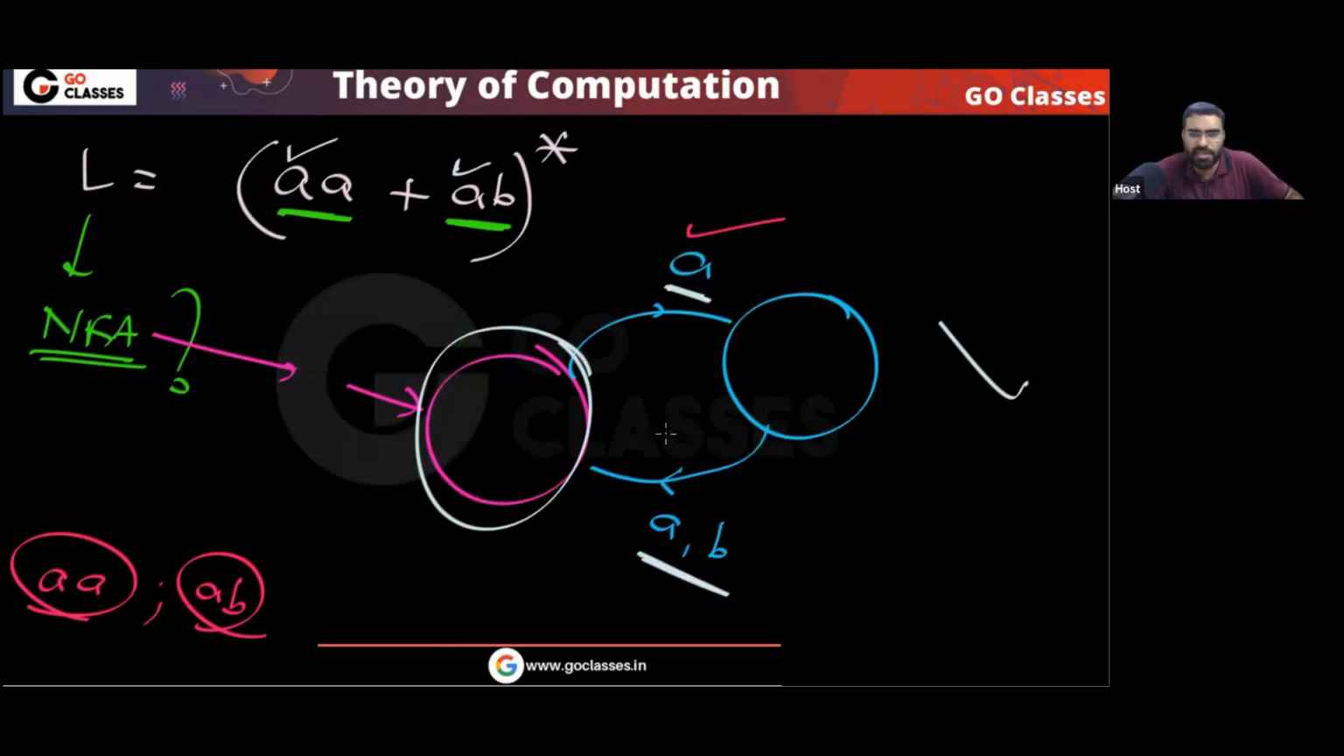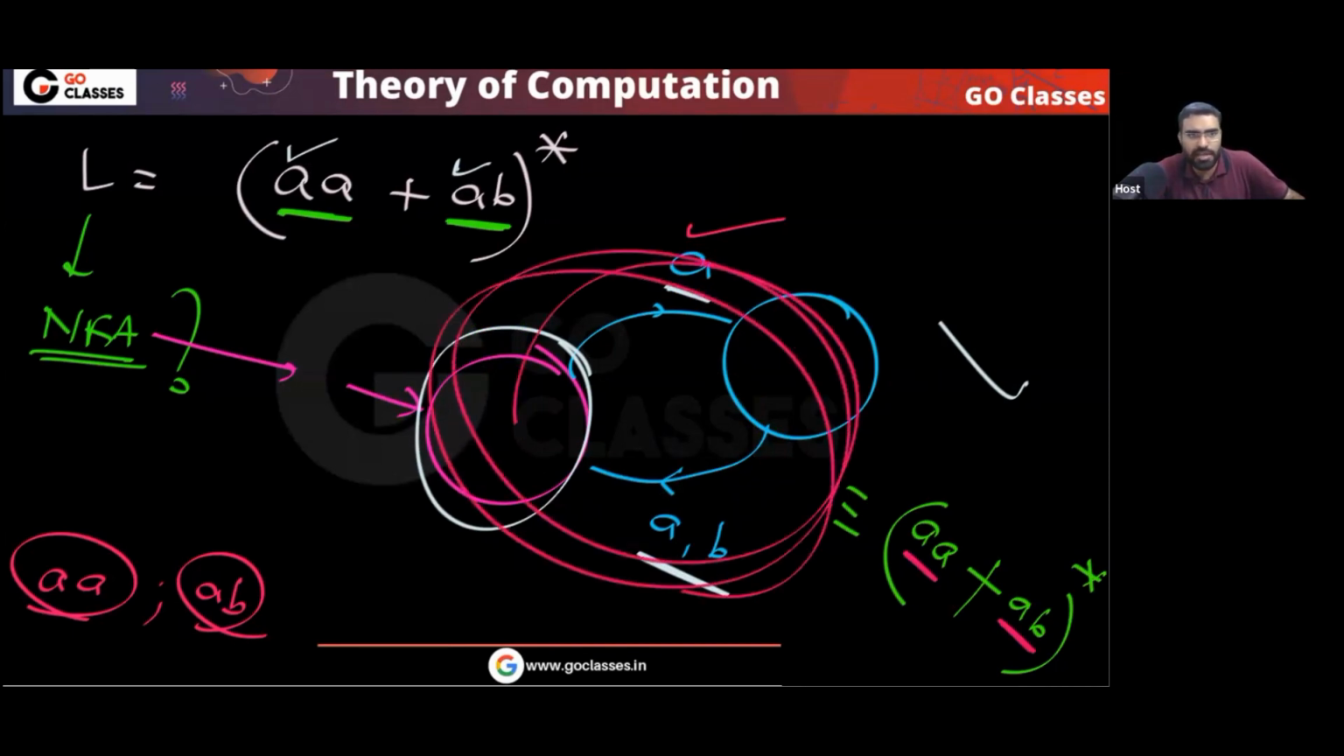So now you can create this loop. You can notice that you can create either AA or AB any number of times, in any order. Either you can create this or you can create this, in any order, any number of times.